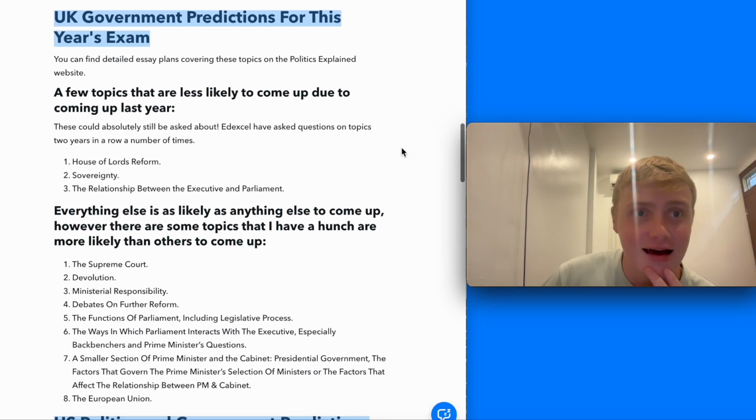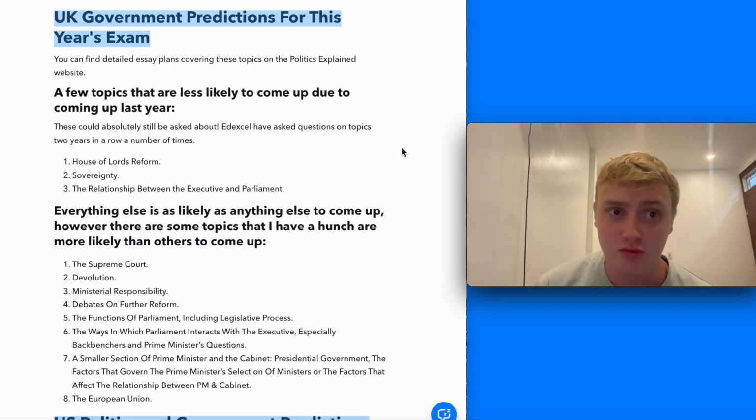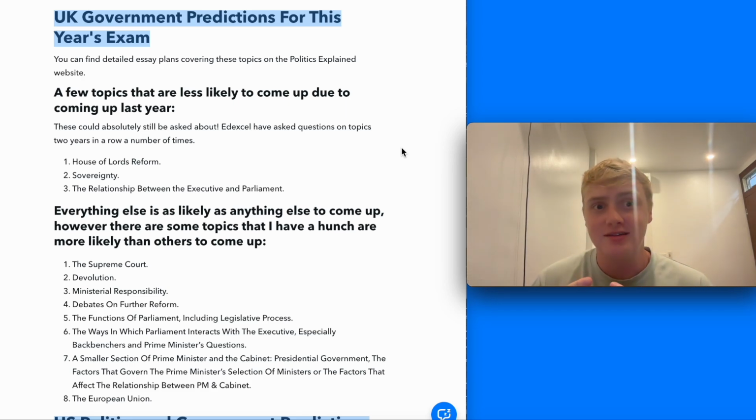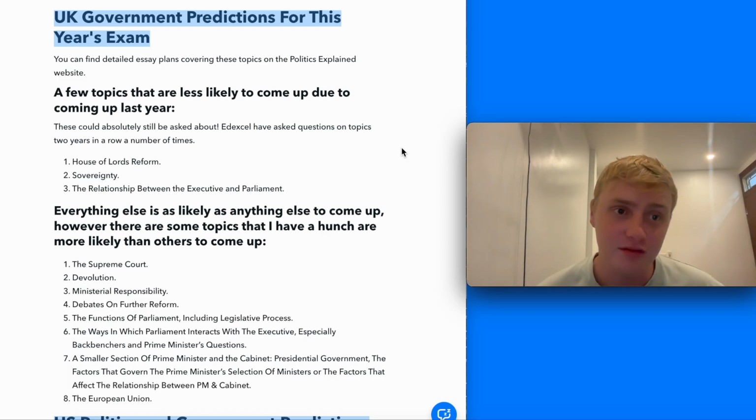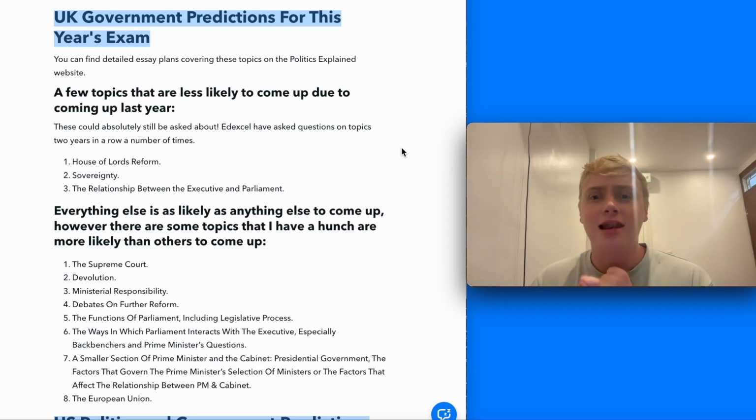That being said, let's have a look first at UK government predictions for this year's exams. A few topics are slightly less likely to come up this year due to coming up last year. That's not saying that they can't come up this year. They absolutely still can, and Edexcel have form for asking questions on topics two years in a row, for example referendums in the UK politics section of Paper 1 in the last couple of years. But I think these are less likely to come up, and that's House of Lords reform, sovereignty, and the relationship between the executive and parliament.